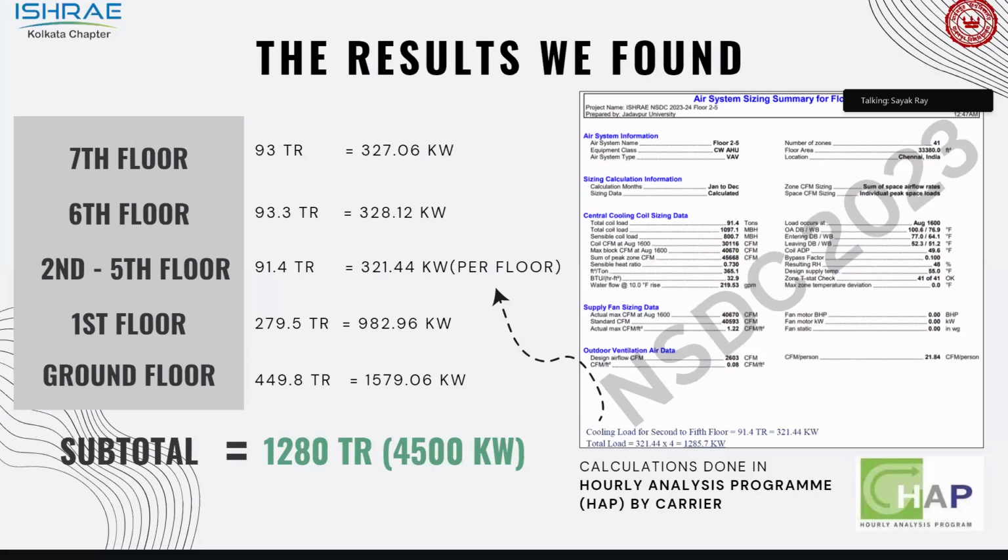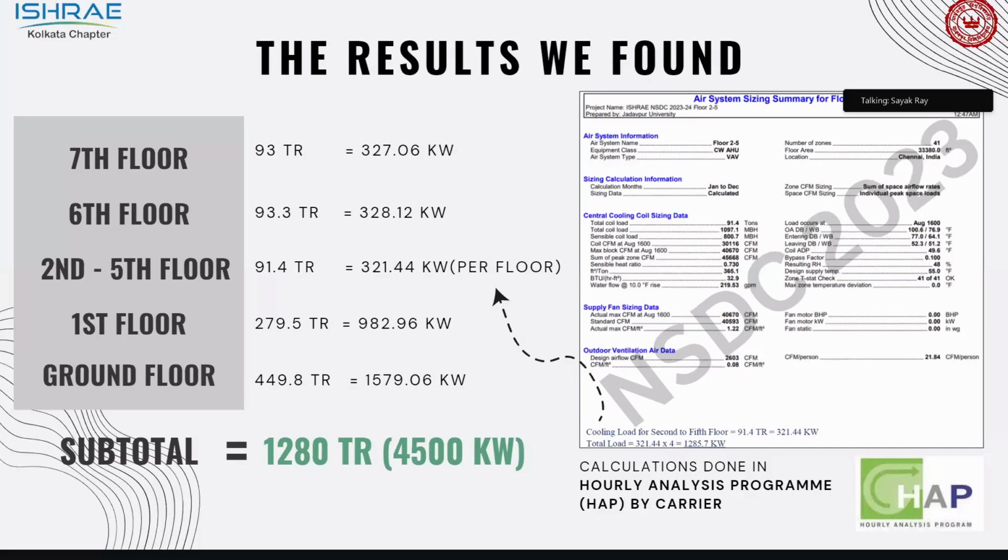So we used a software known as the Hourly Analysis Program, which is a software made by Carrier. It is an industrial grade software which is used for heat load calculations of various multiplexes, and we use that software to generate heat calculation reports. You can see a sample report, which is actually a screenshot from one of the pages.